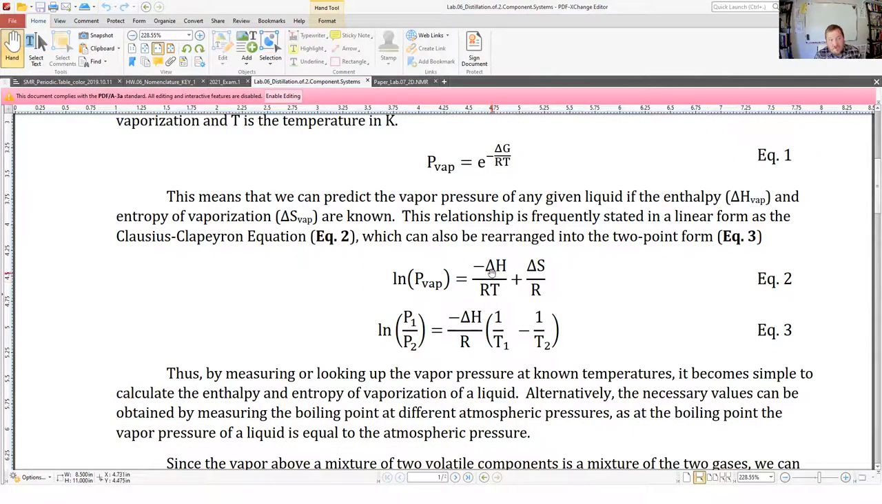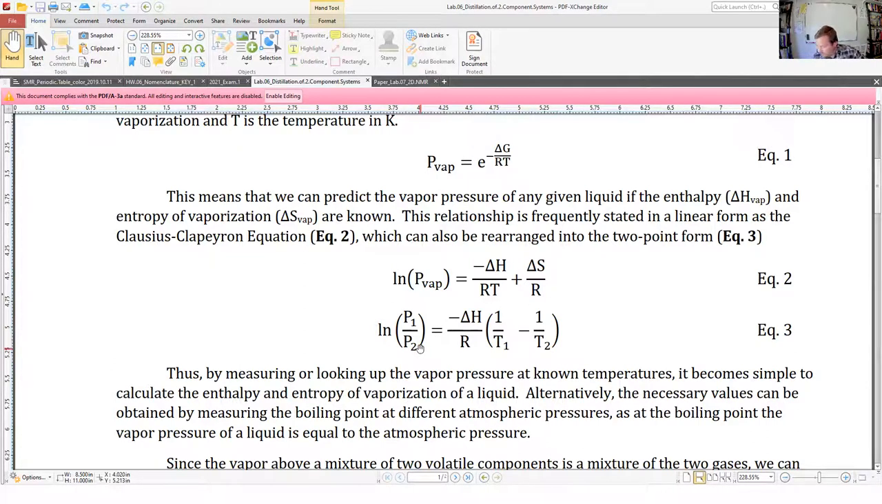And on the flip side, if we know delta H and delta S, we can plug in a temperature and figure out what the vapor pressure is at any given point. Right, so that's going to wind up being helpful. The first thing we're going to do in this lab is look up vapor pressures for water and ethanol at two different temperatures. And then we can use that to calculate delta H and delta S.